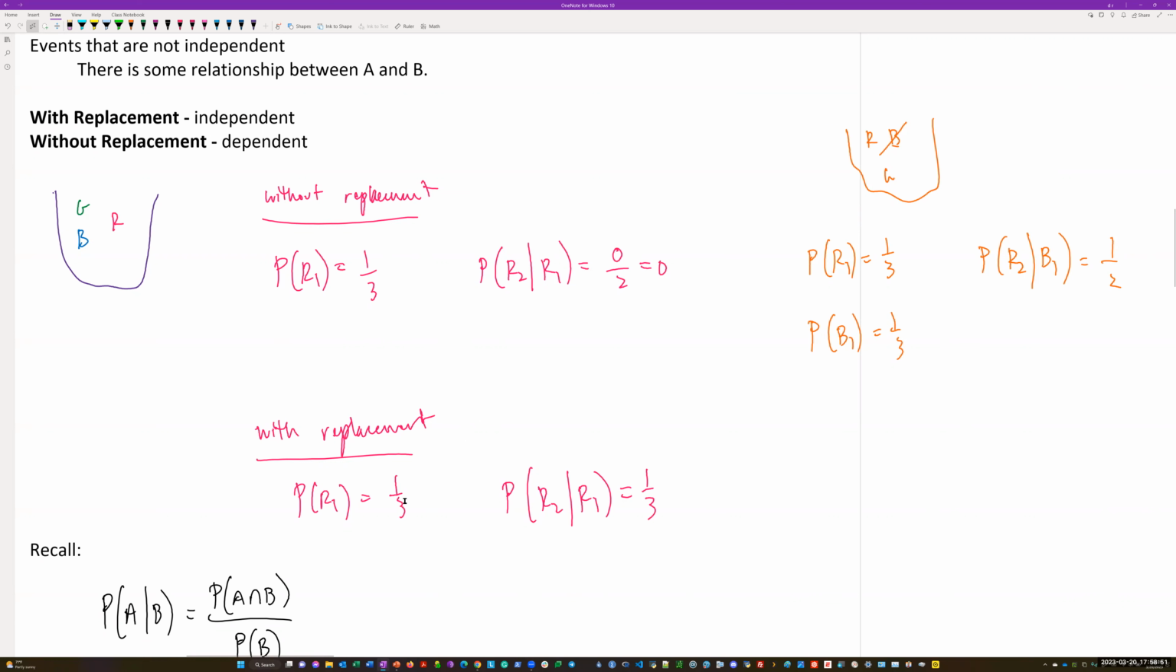With replacement though, if I said you draw a red ball on the first one, then what's the chance I draw a red one on the second one, given the fact I drew a red one on the first one, but I'm replacing it, I'm putting the red ball back in here. It's still 1/3. Nothing changed here. Does that make sense? We say they're independent now. Does that make sense? Question?